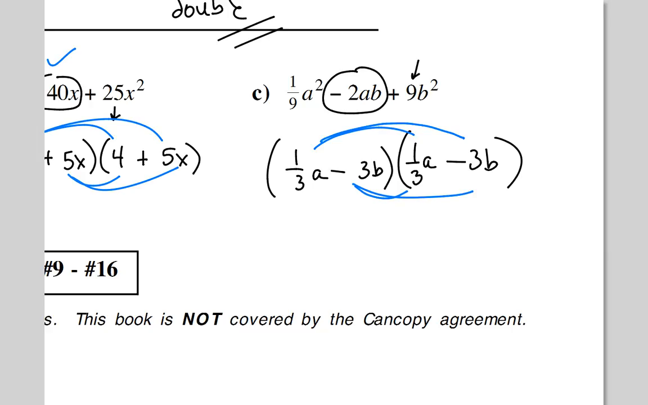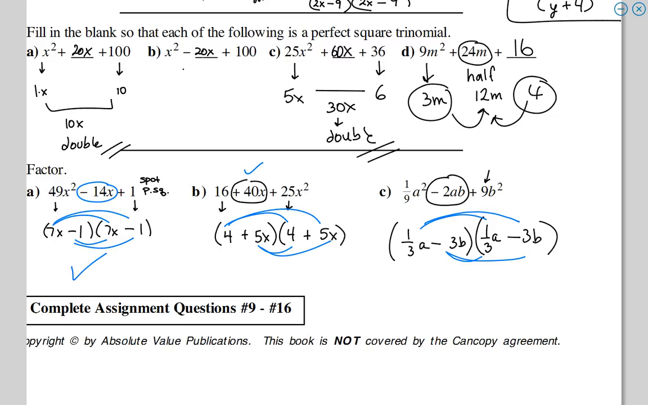And then with all these guys, you can write it just a little bit cuter for all of these. You can write it with just the square, like that.